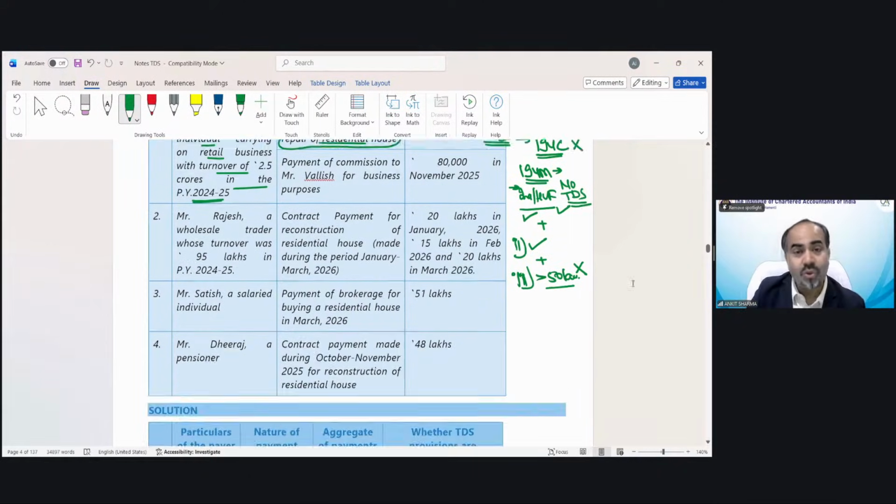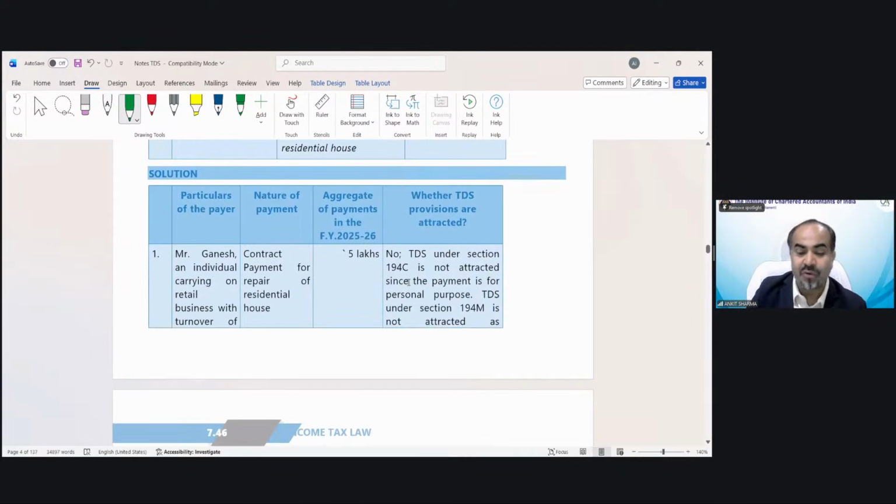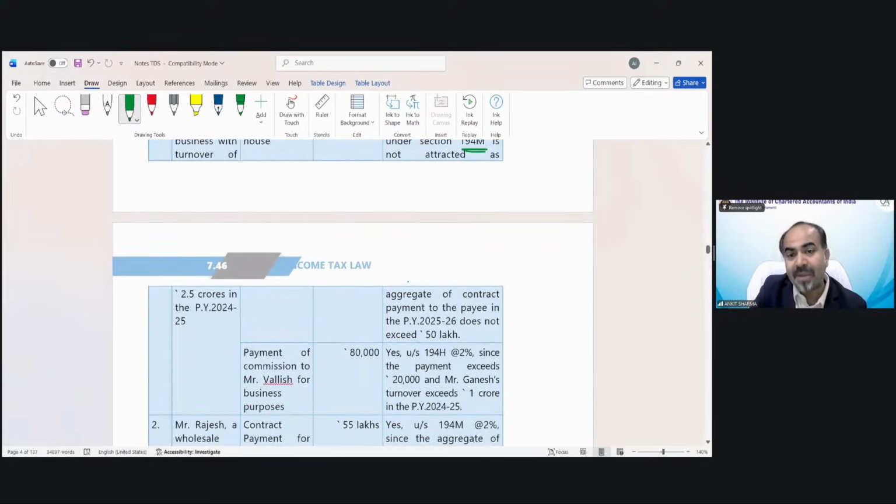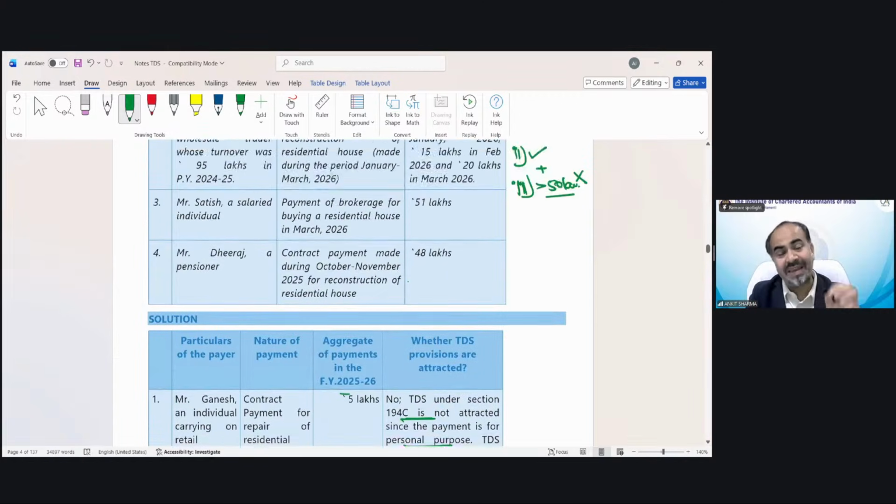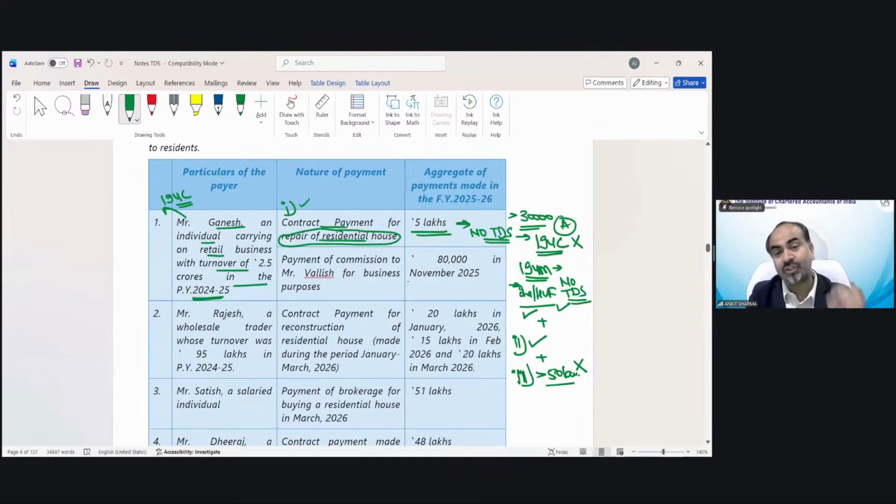Understood? And you can see the solution also says that first of all, they are checking that TDS under section 194C cannot be deducted since the payment is for personal purpose. But 194M is not attracted because the payment does not exceed 50 lakh rupees. So other conditions are satisfied. If, suppose, the payment were 55 lakh, then in this case we can apply the section 194M TDS concept. We will see another example also.